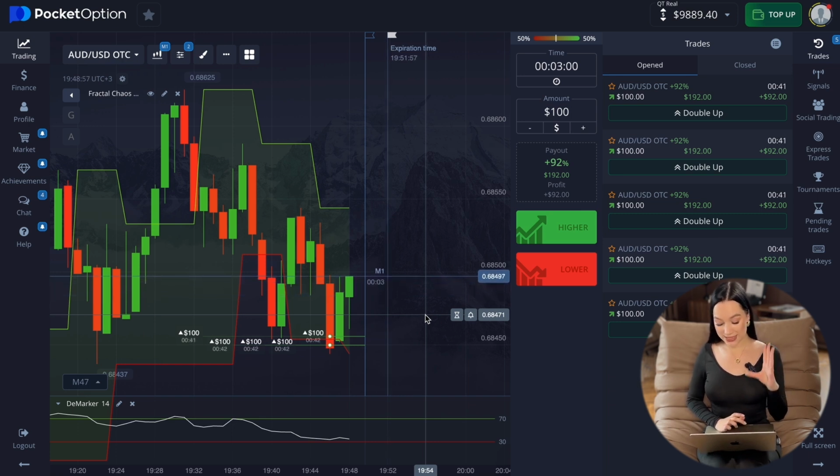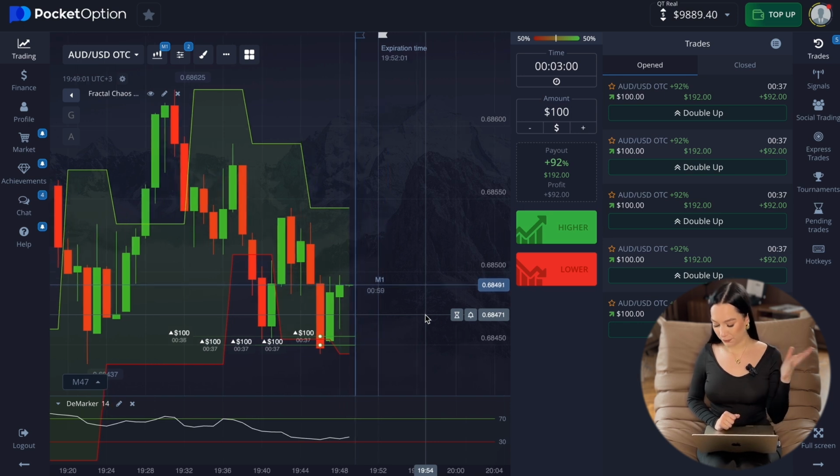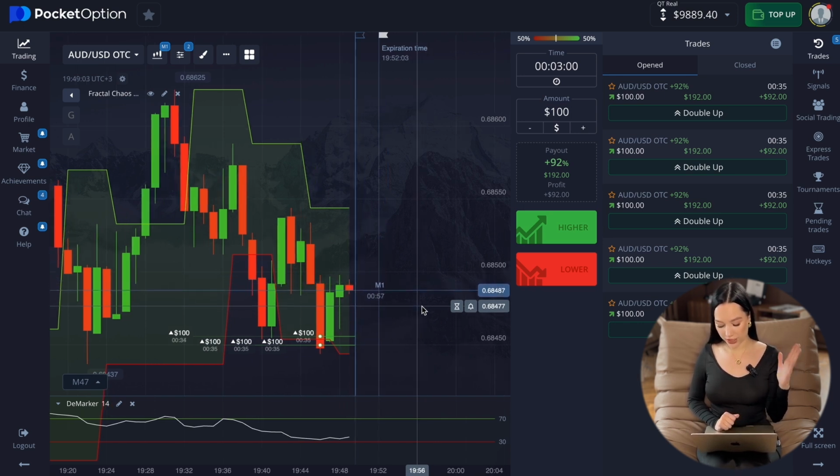So guys, now we can see that our chart is growing. It's working pretty well. So yeah, we're just waiting for our deal to close. So as you can see, it could work. And if you want, you can try it on a demo account.